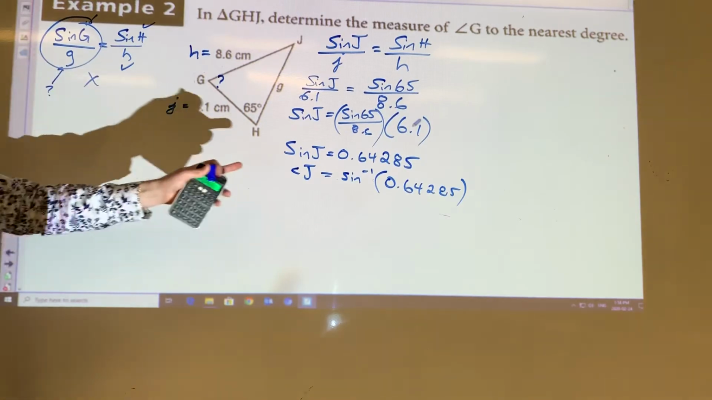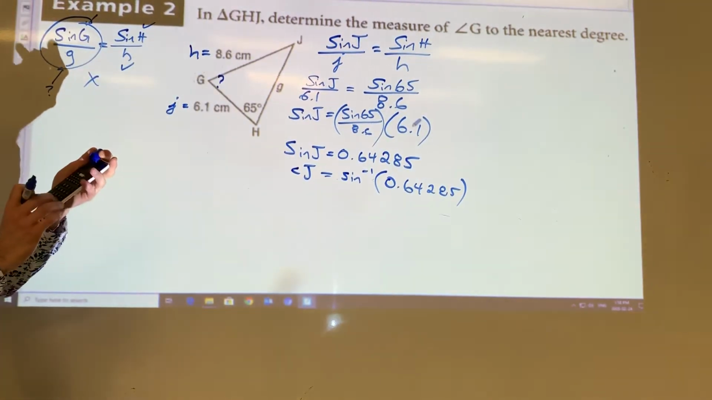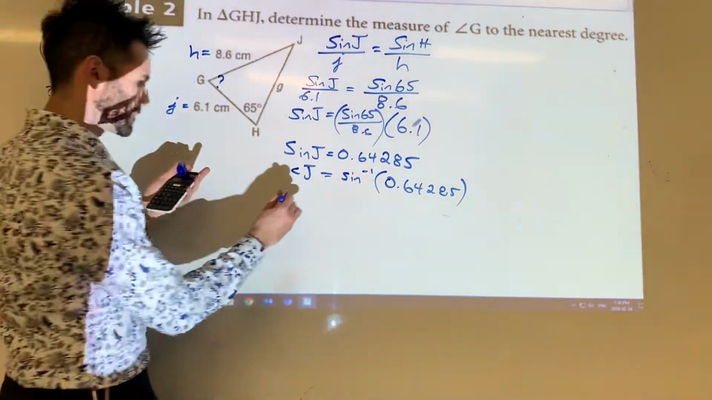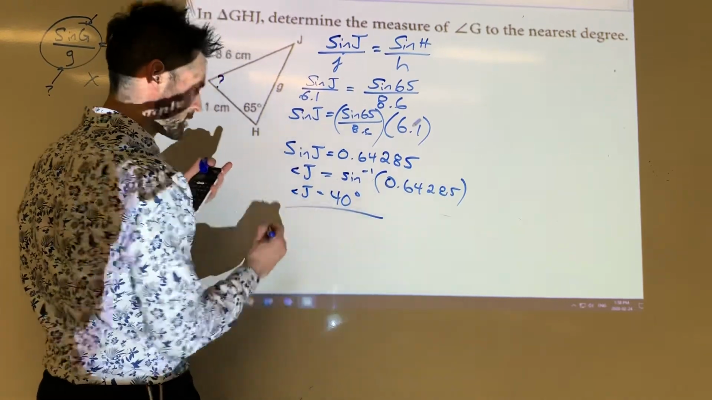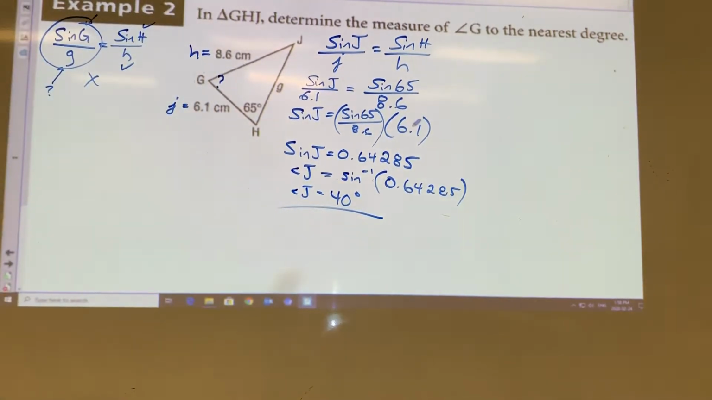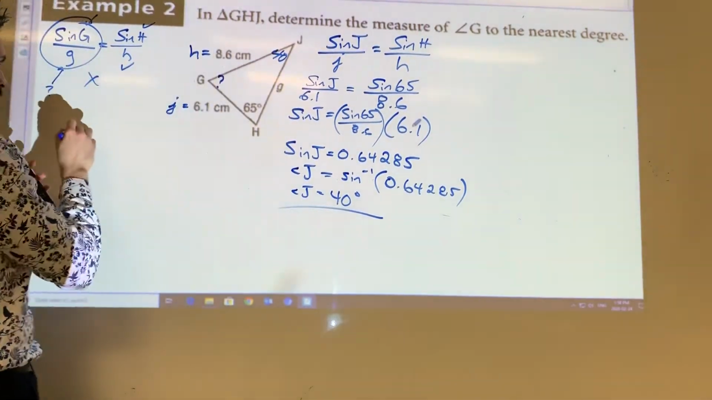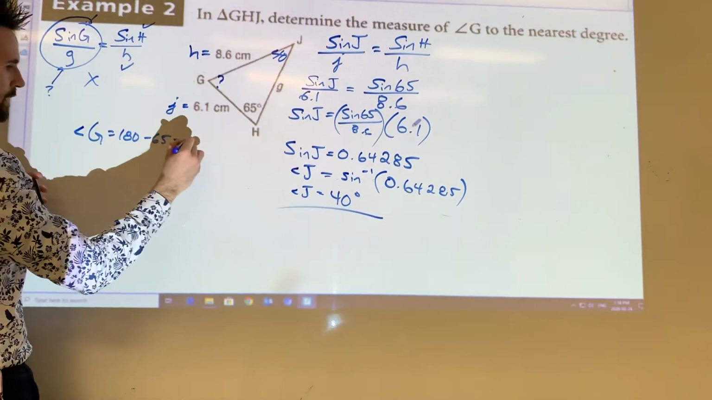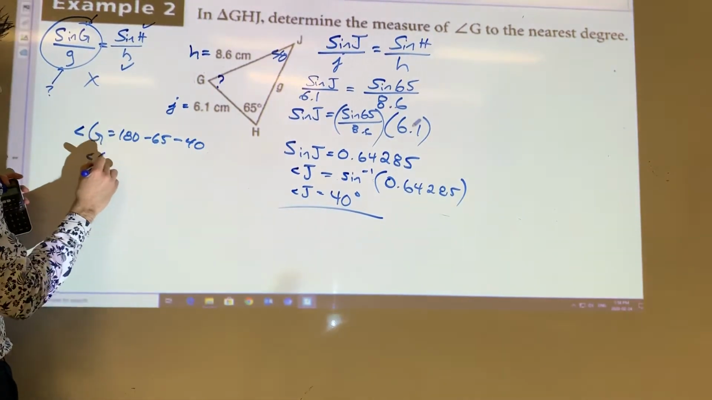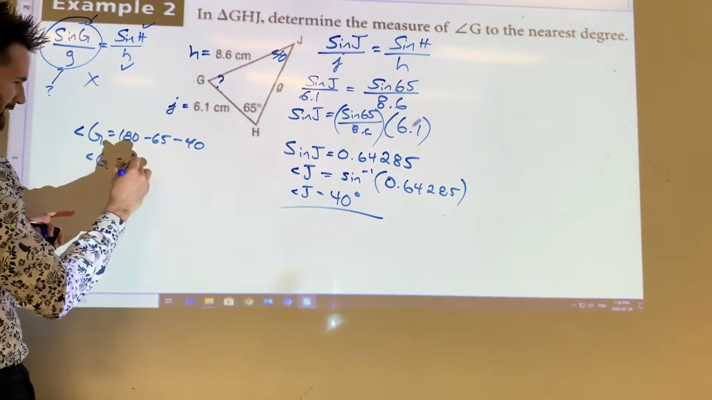Now if you still have it on your calculator, you can just go second function sine, and then you usually have that answer button so you can just plug in your answer. And I get 40.0, so I'm just going to write 40. Any questions up to there? So now that we know this is 40, we don't even need to use sine law anymore. We're just going to go, okay, well angle G is 180 minus 65 minus 40. So angle G is 75.